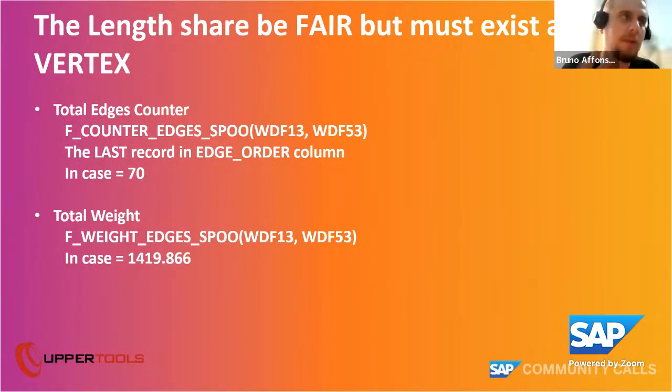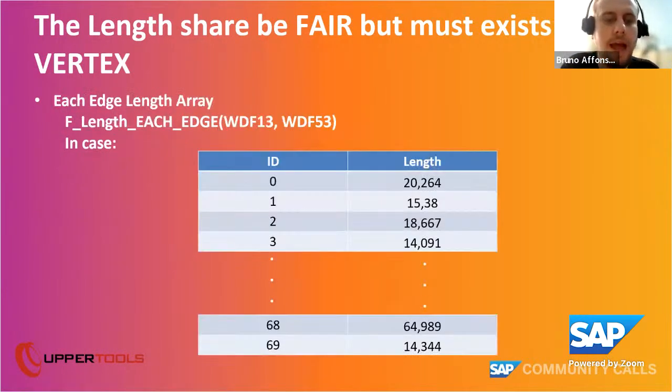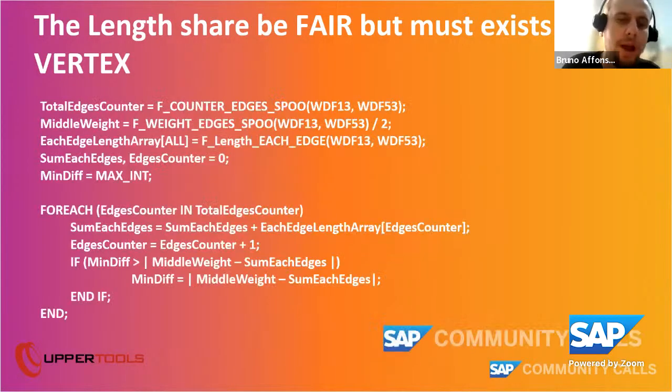Well, now let's make a mental work to assume the return of these functions. So first is the total edges counter, which in this case is 70, then the total weight, which is the total length of the travel, and the last is our array, which contains the length of each edge in the shortest path between the 2 points. So we have the length of each edge with the total of 70 edges, and this is part of my algorithm.